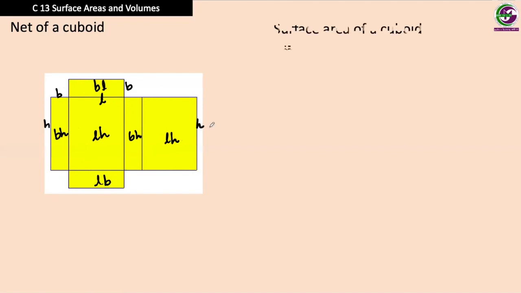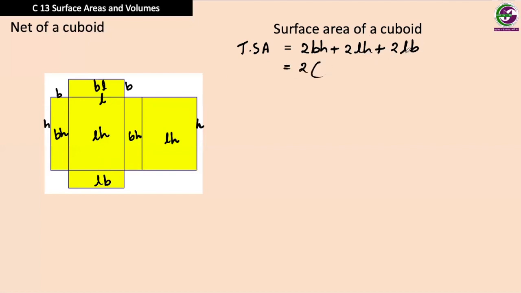Now when we consider the total surface area, which is also written as only the surface area of the shape, here it will be BH, BH, so 2BH, LH, LH, so 2LH, and LB, LB, 2LB. So we have 2 common. We can take it outside and let's write it in an order: LB, BH, LH. 2 times (LB plus BH plus LH). This is the total surface area of a cuboid.